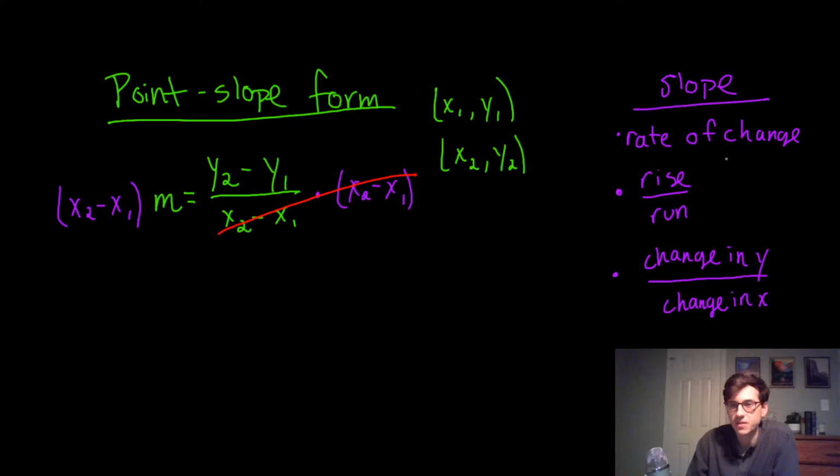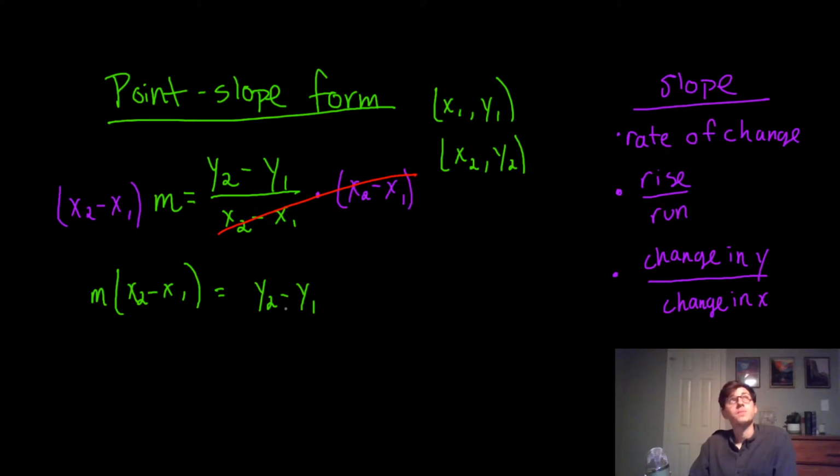I mean, it is kind of what's happening, but really what's happening is this divided by this is 1, and anything multiplied by 1 doesn't change. So I'm left with this interesting equation. M times x2 minus x1 equals y2 minus y1. And I want this to be an equation. I want this to work for any x and any y.